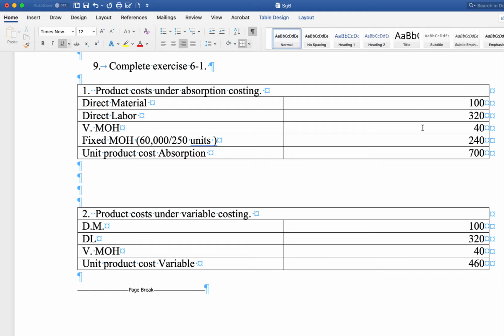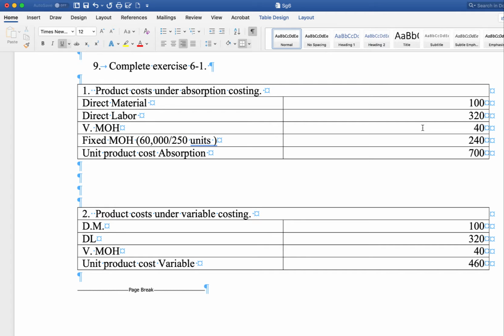Just because we're using the variable method doesn't mean that we take a variable period cost and make it part of our product cost. Okay? So the takeaway here is twofold. One, how is fixed manufacturing overhead handled? Well, under absorption costing, it's an inventoriable cost. It's part of our product cost. Under the variable method, it is a period cost, and it flows directly to the income statement. Regardless of when we sell that unit or not, it doesn't matter. We say fixed MOH is a period cost. Okay, that's number one.